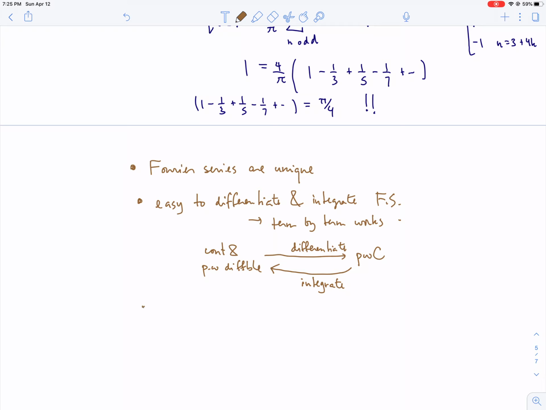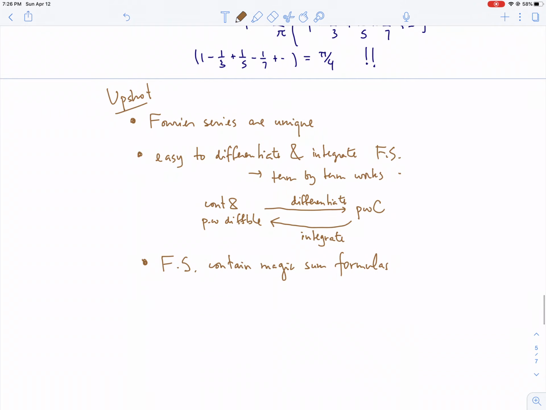Okay, and then I guess the last thing, we did a couple examples of the fact that Fourier series contain magic summation formulas. And this was our summary for today. And we're done.